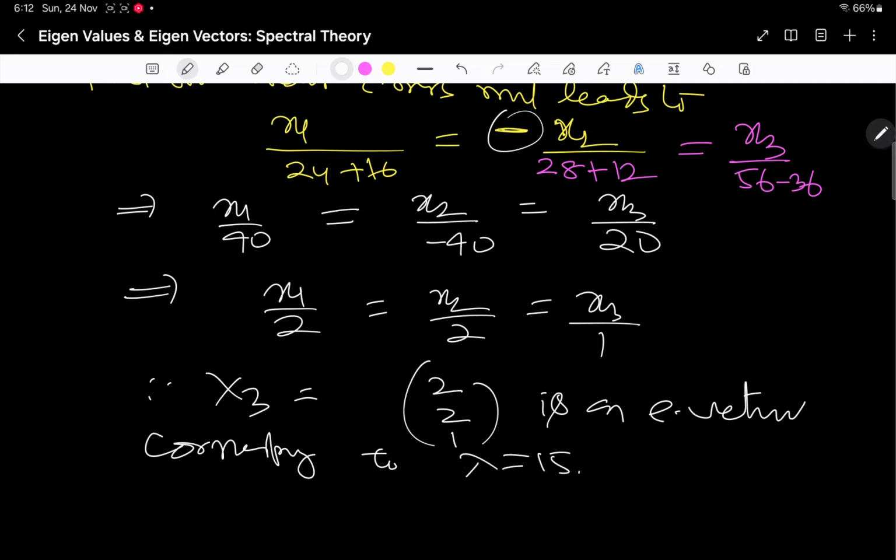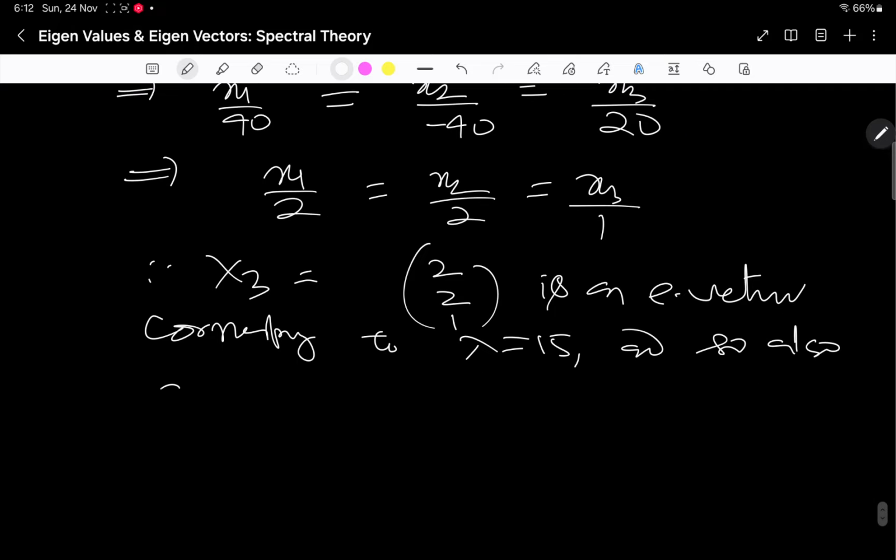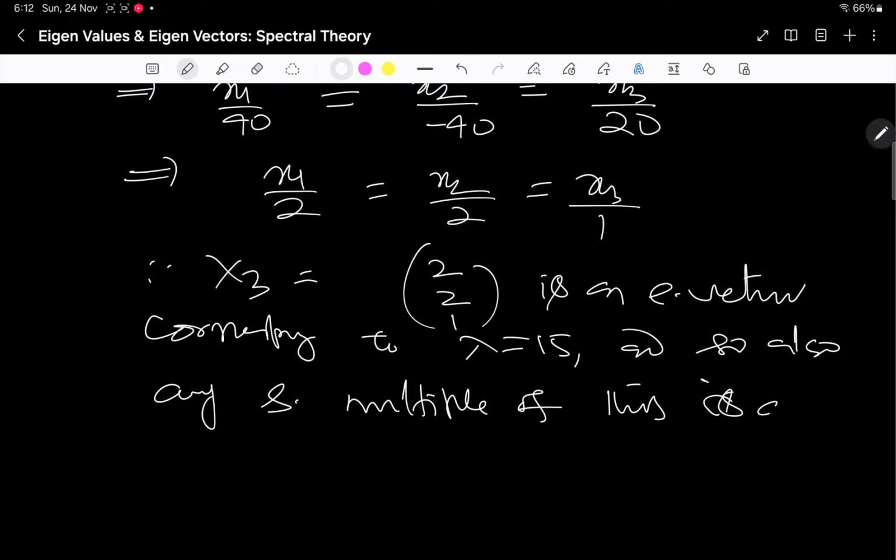So therefore x = (2, 2, 1) is an eigenvector corresponding to lambda equal to 15, and so also any scalar multiple of this is an eigenvector.